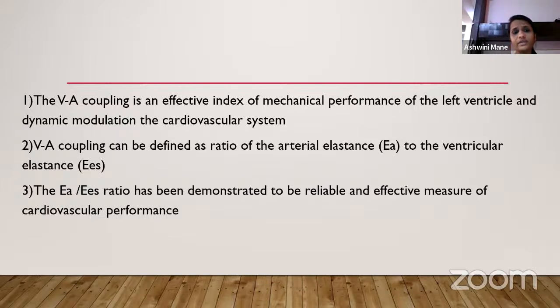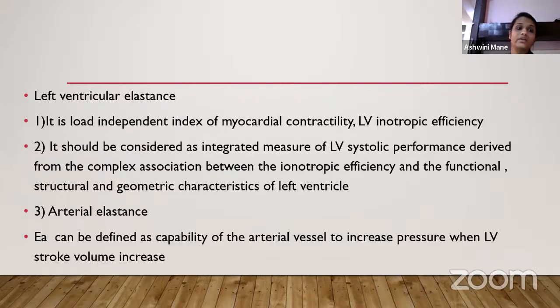The VA coupling can be defined as the ratio of arterial elastance to the ventricular elastance. This ratio has been demonstrated to be a reliable and effective measure of the cardiovascular performance. The left ventricular elastance is the load independent index of the myocardial contractility, LV inotropic efficiency. It should be considered as an integrated measure of the LV systolic performance derived from the complex association between inotropic efficiency and the functional, structural, and geometric characteristics of the left ventricle.